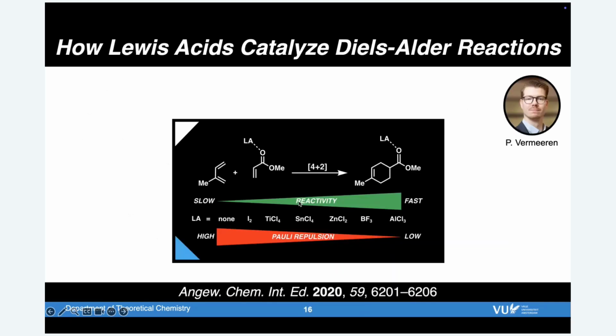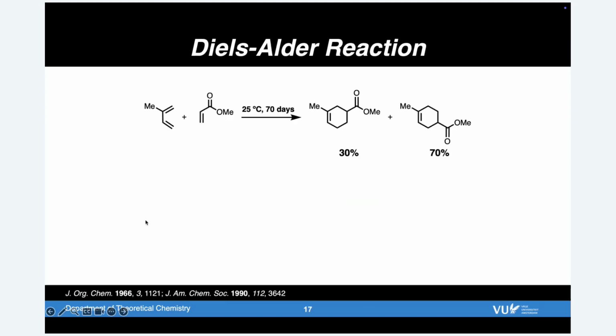But now to the chemistry. So we're going to begin with understanding how Lewis acids catalyze Diels-Alder reactions. The work was performed by Pascal Vermeer and was published a few years ago. So here is the Diels-Alder reaction between isoprene and an alpha-beta unsaturated methyl ester.